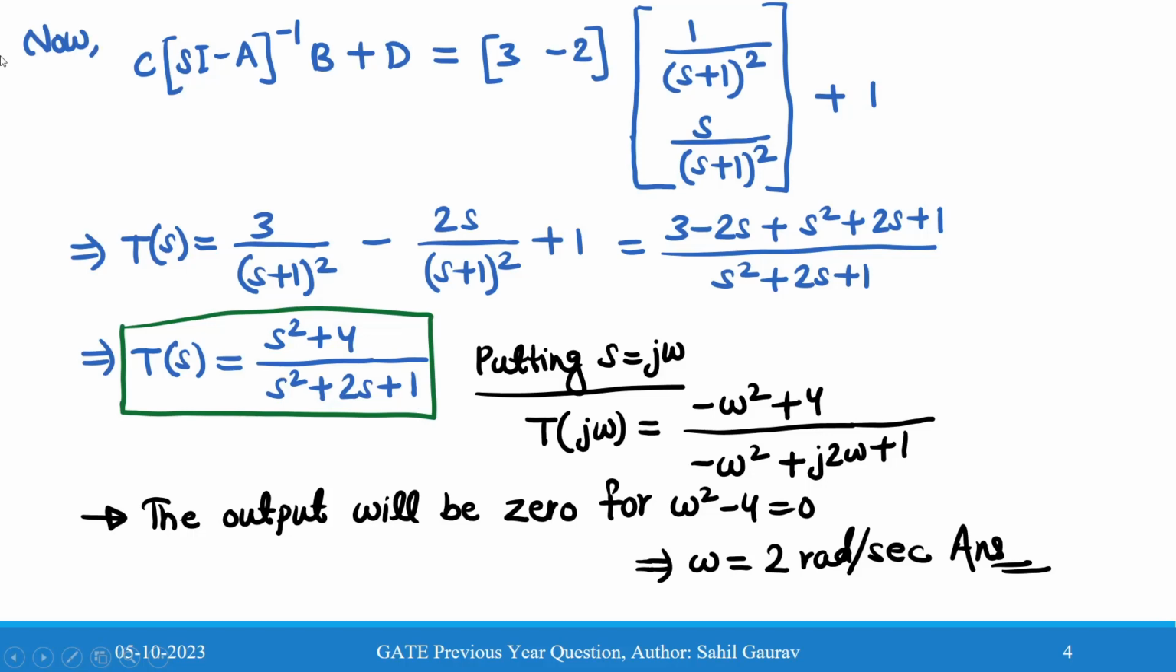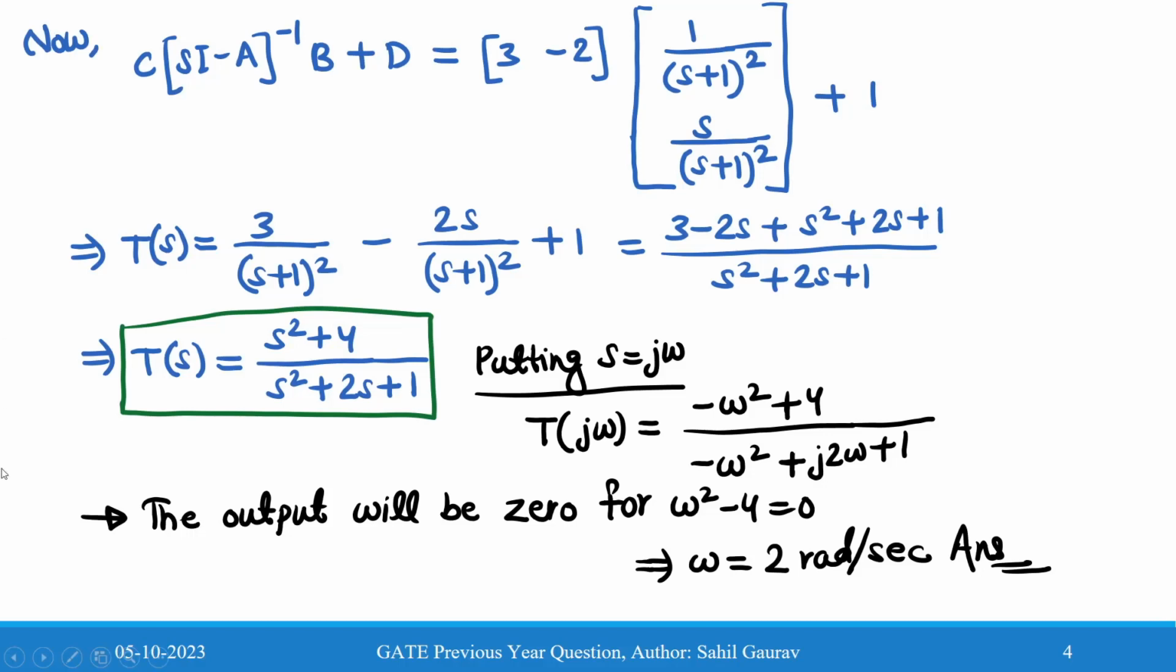Now we will put s equal to j omega. So T(s) becomes T(j omega), and the expression becomes (minus omega squared plus 4) divided by (minus omega squared plus j 2 omega plus 1). Therefore, this output will be 0 for omega squared minus 4 equal to 0. Therefore, omega is equal to 2 radians per second.